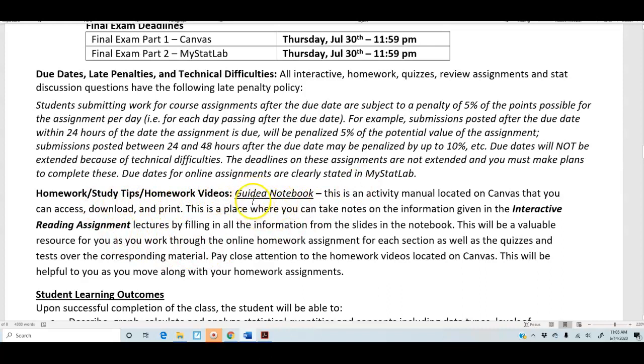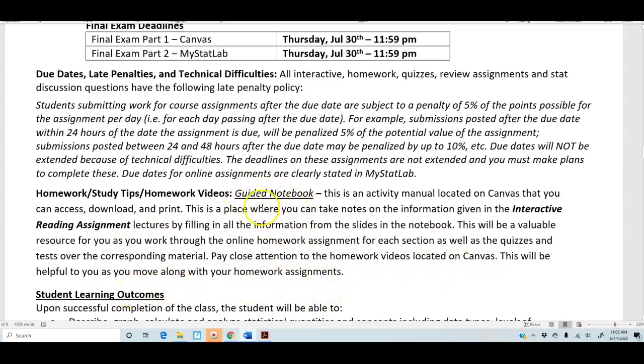Now, you're provided with a guided notebook. This is an activity manual located on Canvas that you can access, download, and print. This is a place where you can take notes on the information given in the interactive reading assignment lectures by filling in all the information from the slides in the notebook. This will be a valuable resource for you as you work through the online homework assignment for each section, as well as the quizzes and tests over the corresponding material. Pay close attention to the homework videos located on Canvas. This will be helpful to you as you move along with your homework assignments.